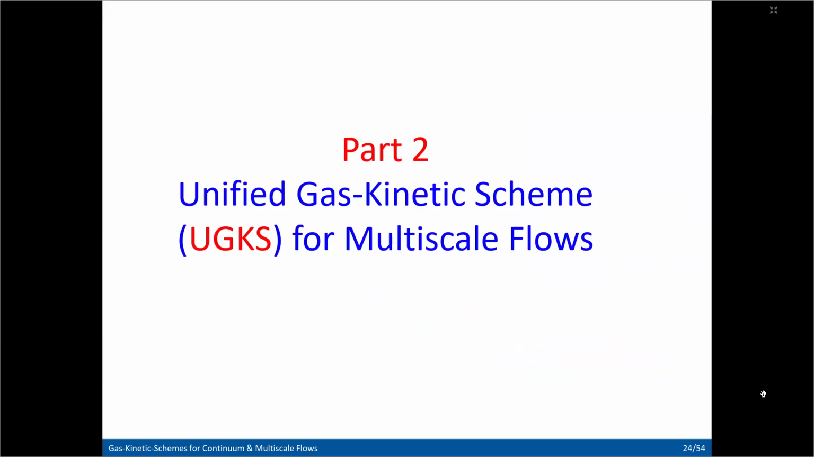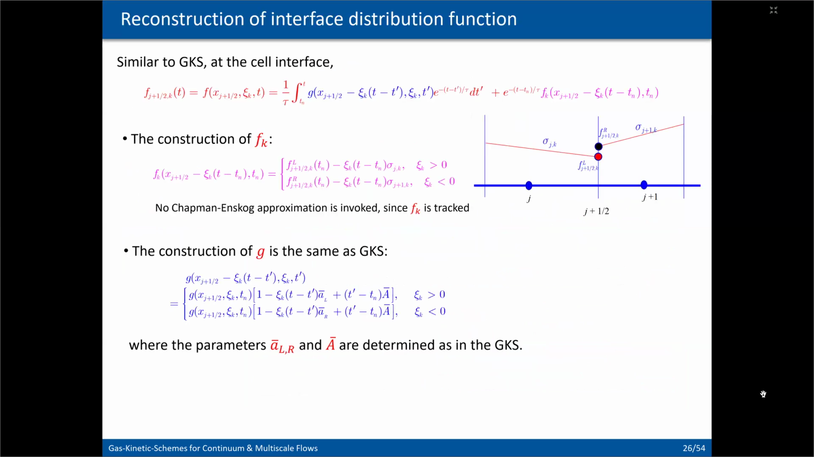Okay. Now I would like to give another improvement of the GKS. That's the unified gas-kinetic scheme. We know that GKS is for continuum flows. In order to extend it to multiscale flows beyond the continuum one, the UGKS, unified gas-kinetic scheme, was developed. Thus, UGKS was also based on the formal solution of the BGK equation. But the difference is that for the second part, the original distribution function is now tracked without using the Chapman-Enskog approximation. But the first part is the same as the gas-kinetic scheme.